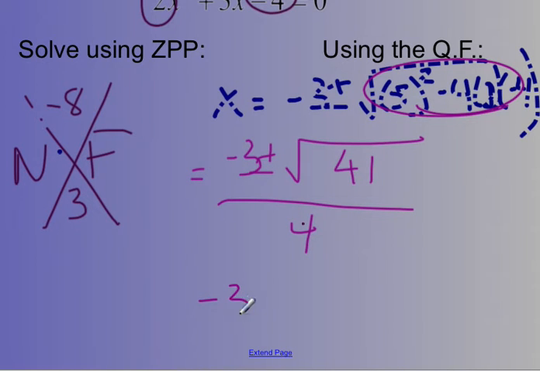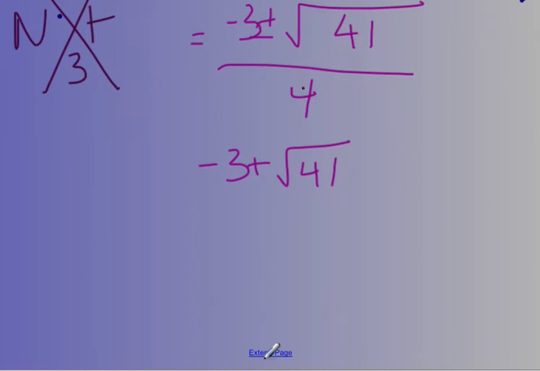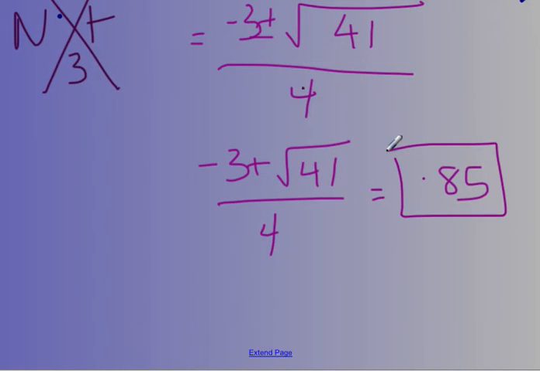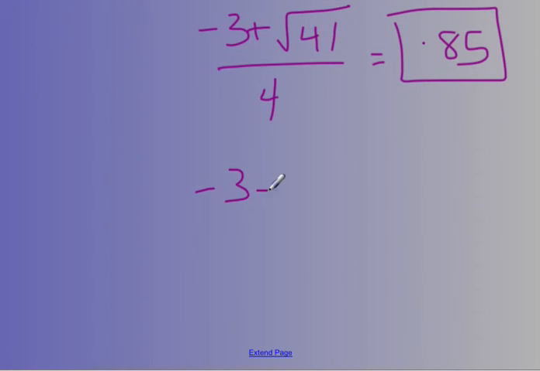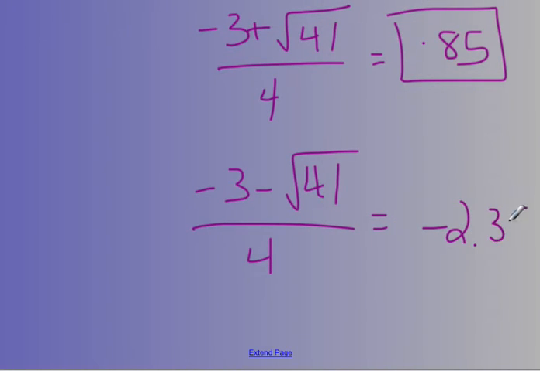So then, negative 3 plus the square root of 41. You're going to type that into your calculator, then divide it by 4. And that's going to give you 0.85. Then you're going to do negative 3 minus the square root of 41, hit enter, and then divide it by 4. And that's going to give you a negative 2.35. So those are your final answers.